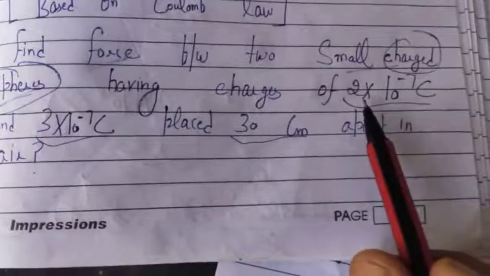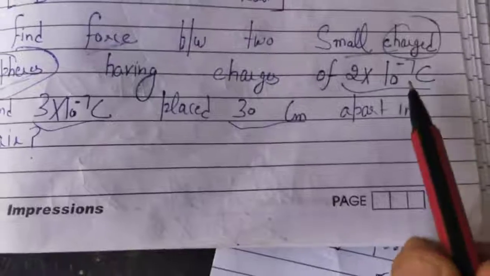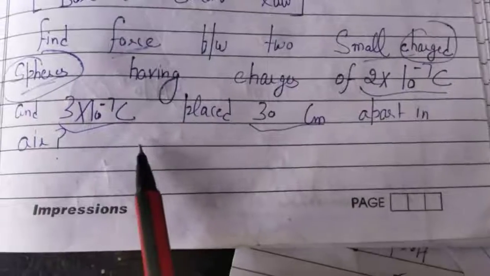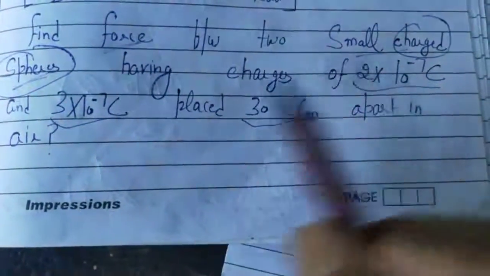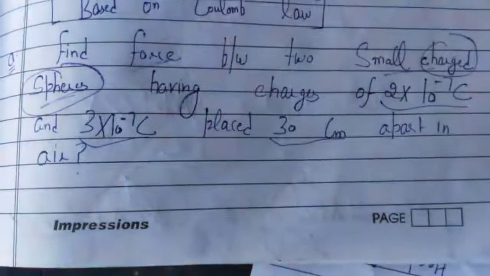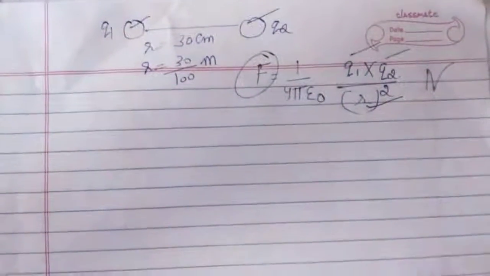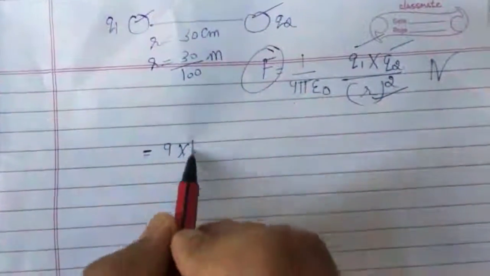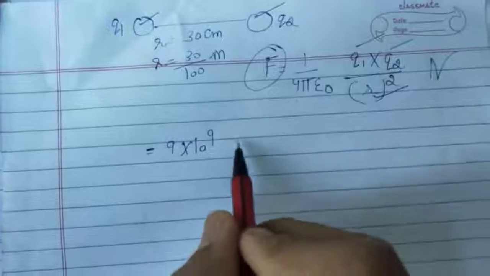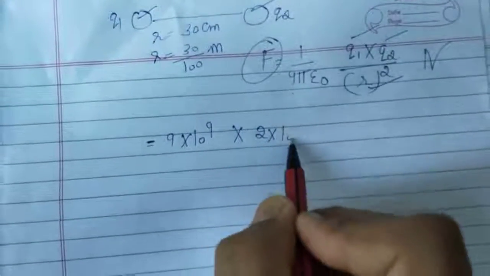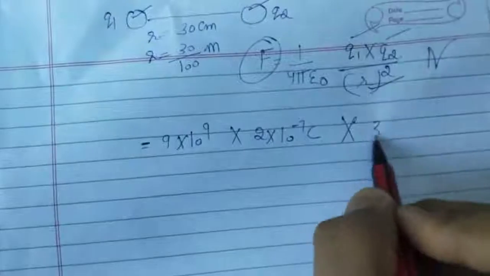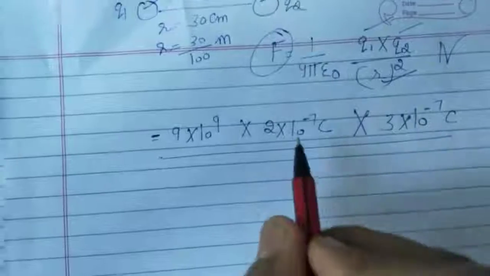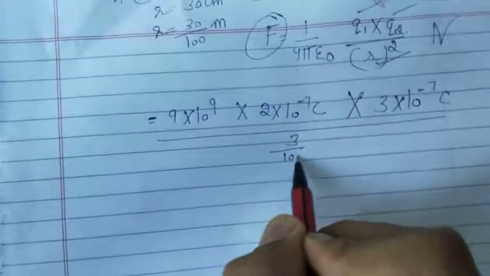The value of Q1 is 2 into 10 to the power minus 7 coulomb, and the value of Q2 is 3 into 10 to the power minus 7 coulomb. Both are positively charged spheres. So we will put all the particulars in the formula. What is the value of 1 upon 4 pi epsilon naught? It has a fixed value, 9 into 10 to the power 9. And the charges: 2 into 10 to the power minus 7 coulomb into 3 into 10 to the power minus 7 coulomb upon R square. What is the value of R? 3 upon 100, squared.